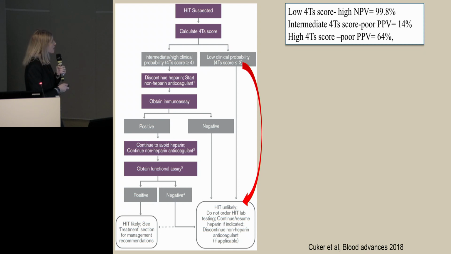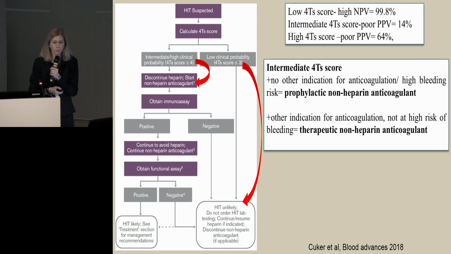If it is higher than 3, then the patients probably have HIT. So in this case, we need to stop heparin and we need to start a non-heparin anticoagulant. If we have only an intermediate value, and we are afraid that the patient might bleed and we don't know for sure whether we really have HIT or not, then we can compromise a little bit in this patient and only give a prophylactic dose of non-heparin anticoagulant. But this is the only scenario when we give a prophylactic dose.